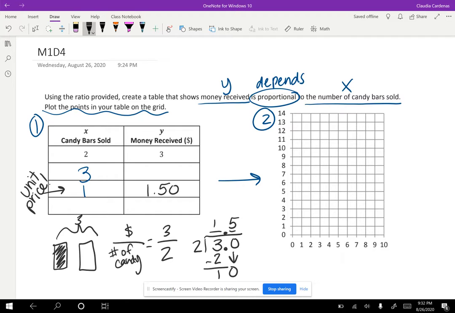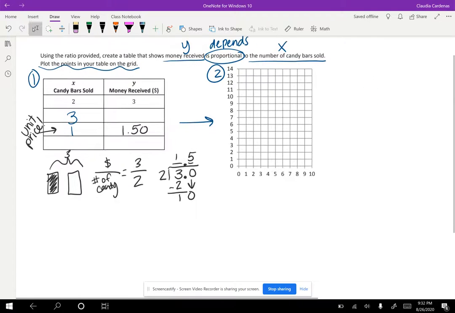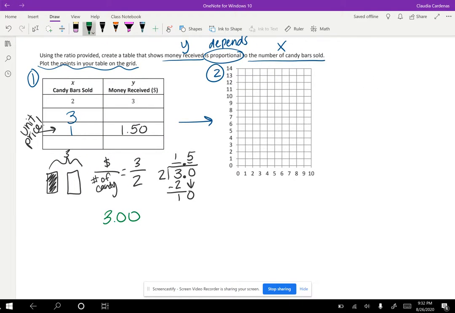Okay, well, if I add another $1.50 to my $3, I'm running out of space here. Let's go ahead and zoom out a little bit. So $3 plus another $1.50, remembering to line up those decimal points, I get $4.50. So I'm going to go ahead and add that to my table as well. Okay, so I want you to go ahead and finish your table and then we will compare.